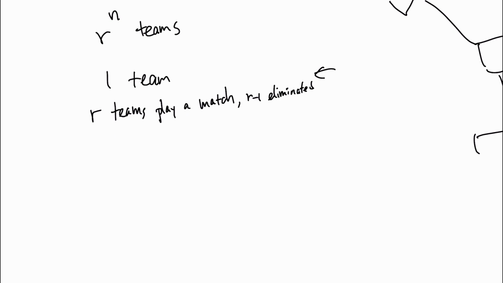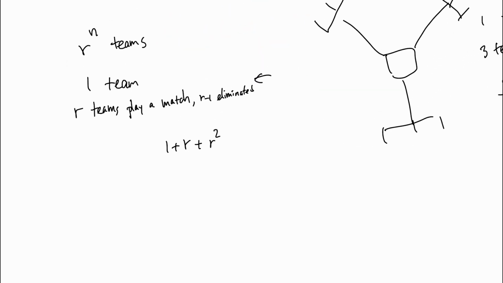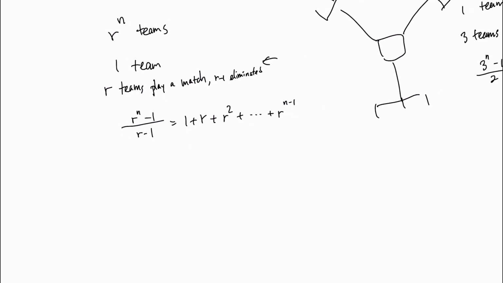So now, this right-hand side is just going to be 1 plus r plus r squared plus ... plus all the way to r to the n minus 1. Even if it's not an integer, it works because no one says we cannot have a non-integer number of teams, right? And the left-hand side is going to be r to the n minus 1 over r minus 1, because r minus 1 gets eliminated every time.